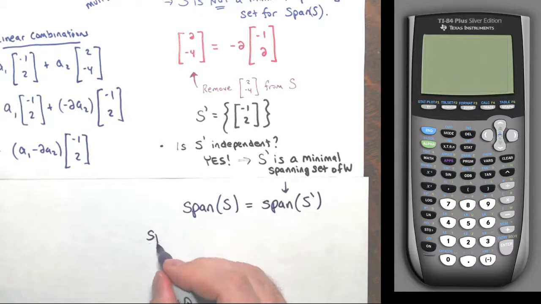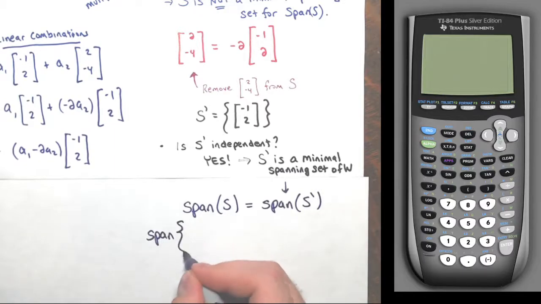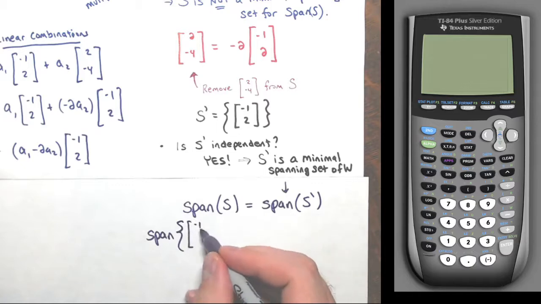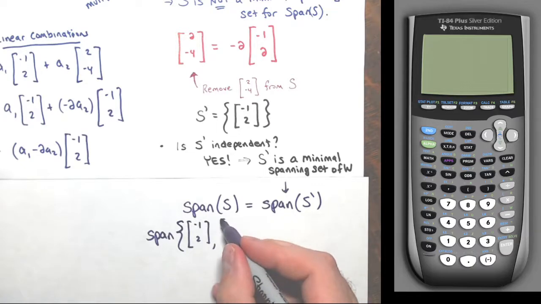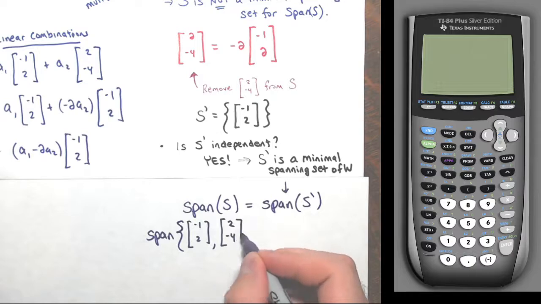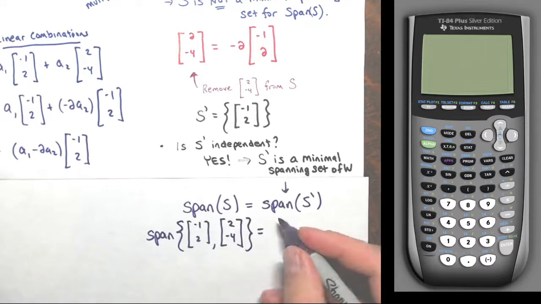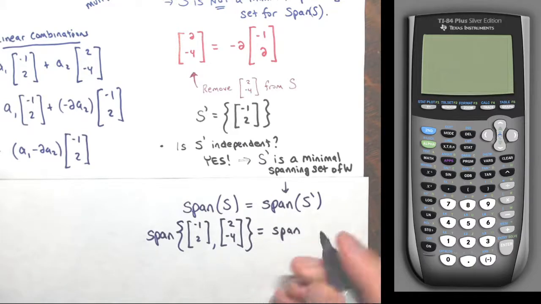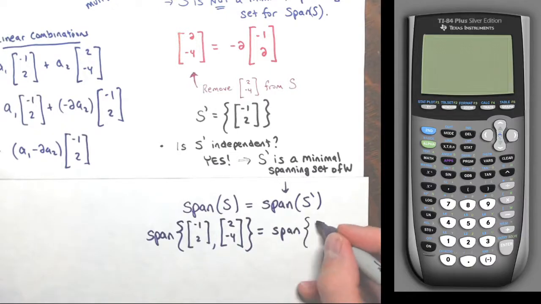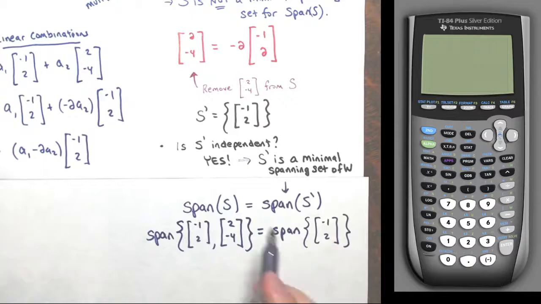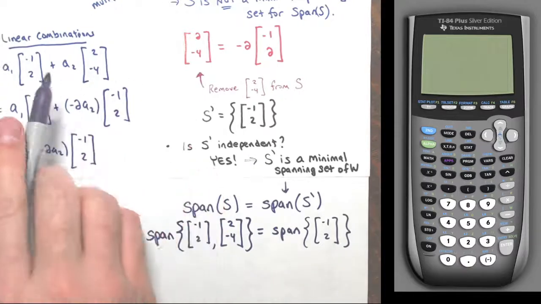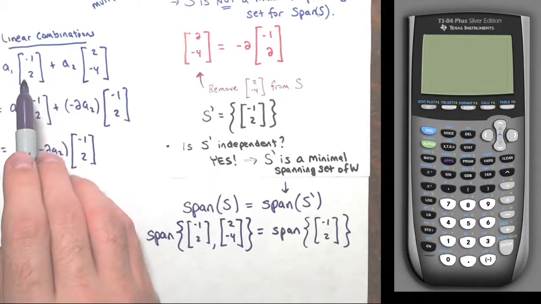Or the span, if I actually write out the vectors, the span of that set with -1, 2 and 2, -4 in it would be exactly the same as the span of the set with just -1, 2 in it. All right, and we saw that over here, right? I showed you that over here with these linear combinations.